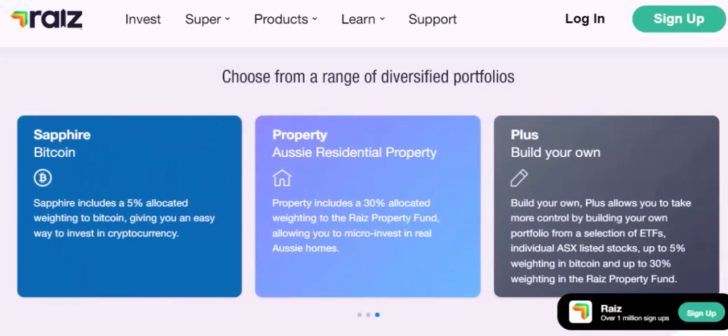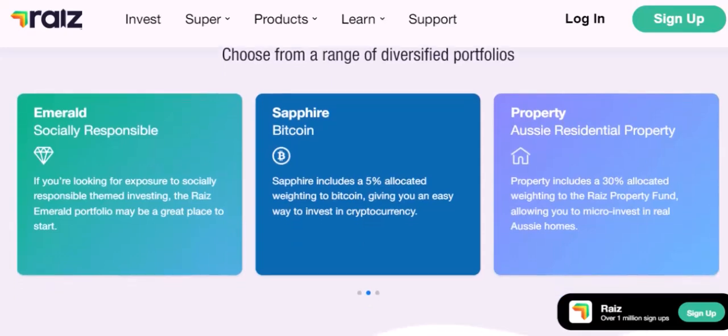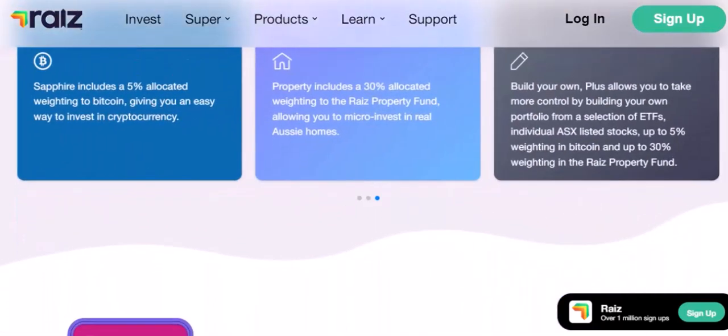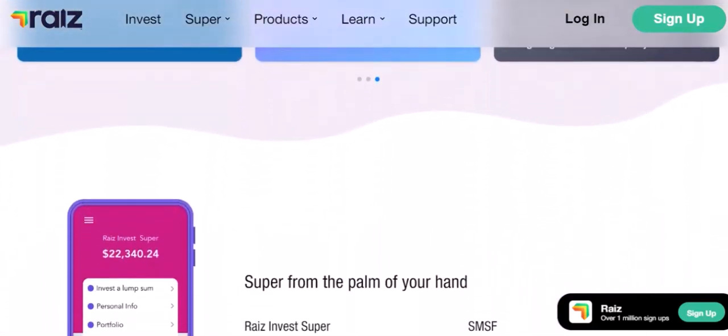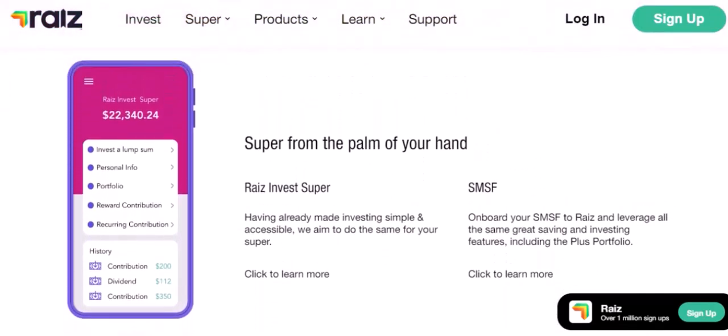Some ETFs pay dividends quarterly, while others may pay them annually. This means the impact of dividend reinvestment may vary depending on your chosen portfolio strategy. Ultimately, the automatic dividend reinvestment feature in Raiz is a significant benefit for those looking to build wealth over the long term. It simplifies the investment process and maximizes the power of compounding.